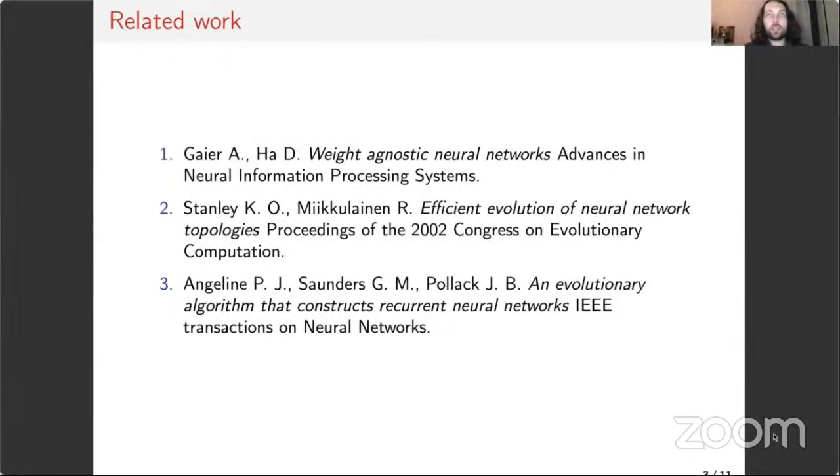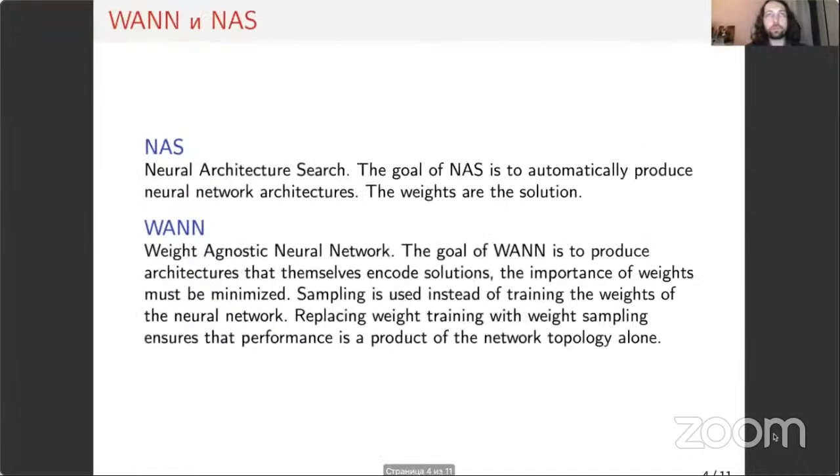The first article is the main source of inspiration for the current work. In the second work, the MIPT neuroevolution algorithm is described in detail. The third work uses an evolutionary algorithm to build recurrent neural networks. The goal of NAS methods is to automatically create neural network architectures. The proposed networks after training should outperform networks that were created manually. So the weights of the neural network are the solution to the problem. The found architectures are simply the most optimal storage for the weights.